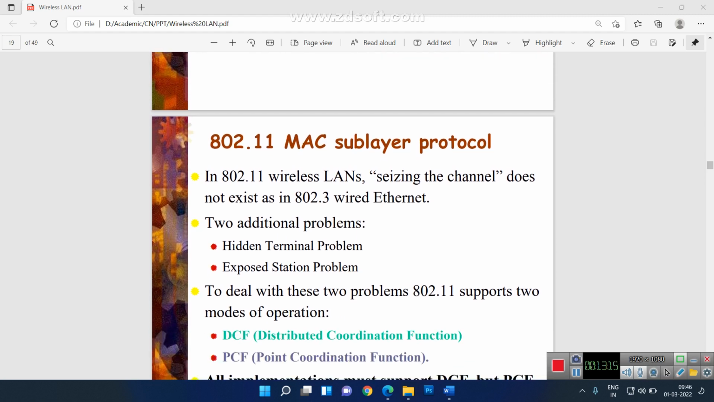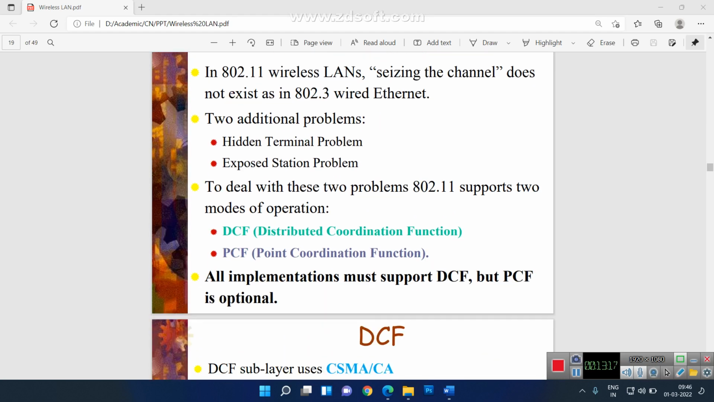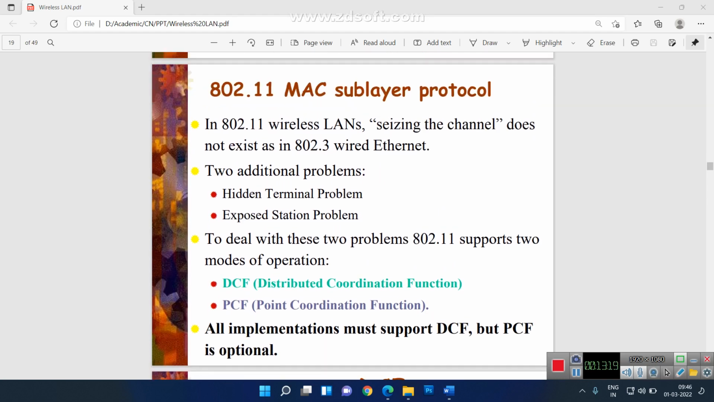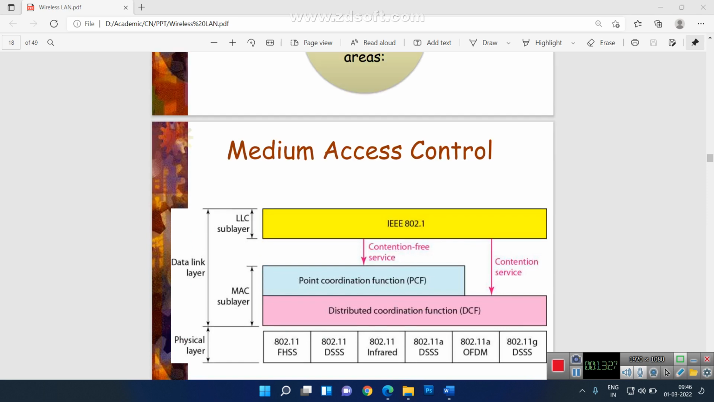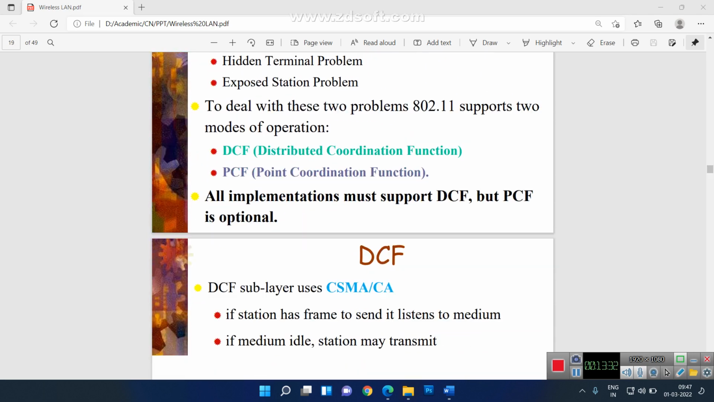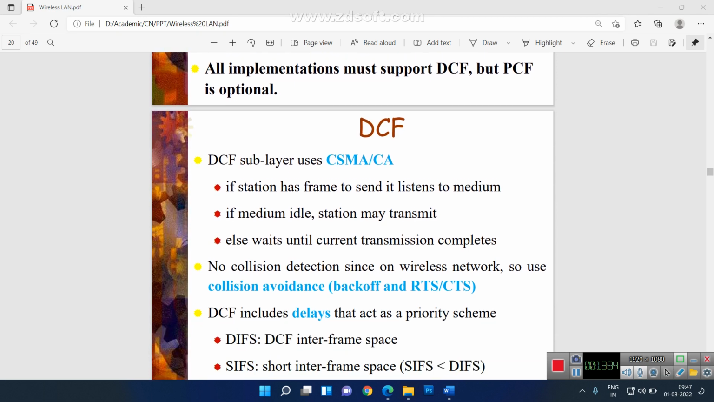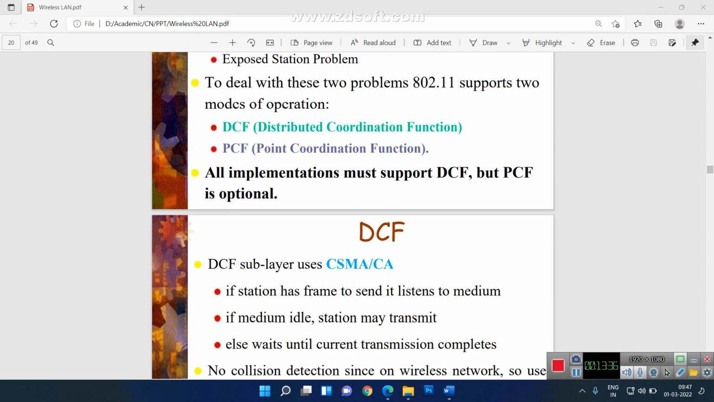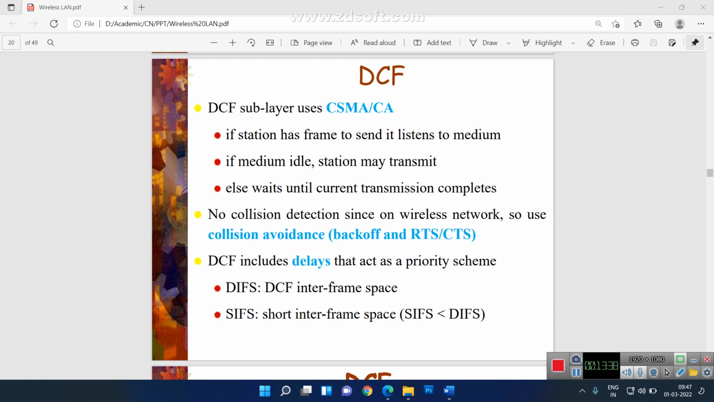So the 802.11 MAC sublayer protocol. In this we discussed two types of problems, the hidden terminal problem and the exposed terminal problem. In this terminal problem only we discuss this. Previously, we covered the point coordination function and distributed coordination function techniques. What do we call it? DCF, distributed coordination function.